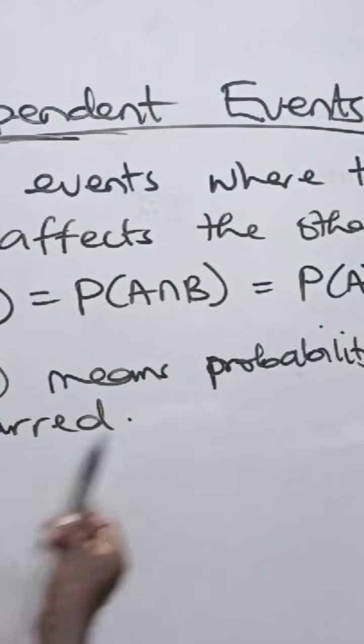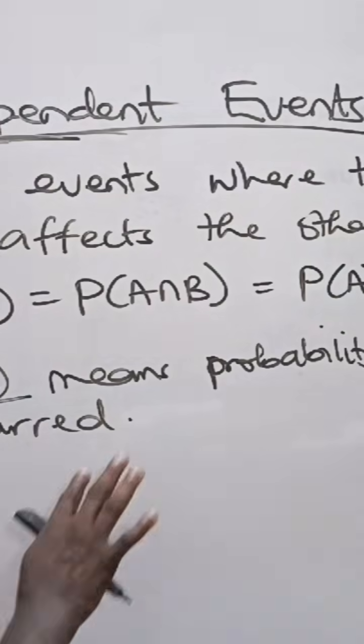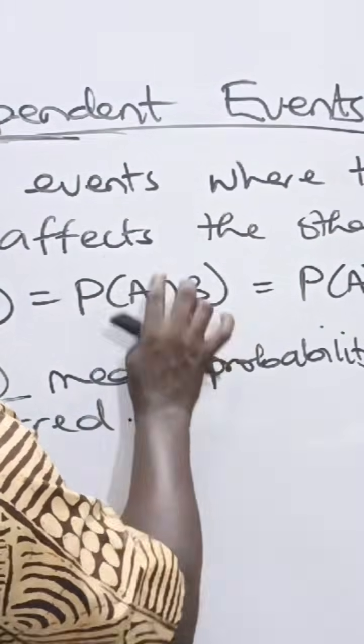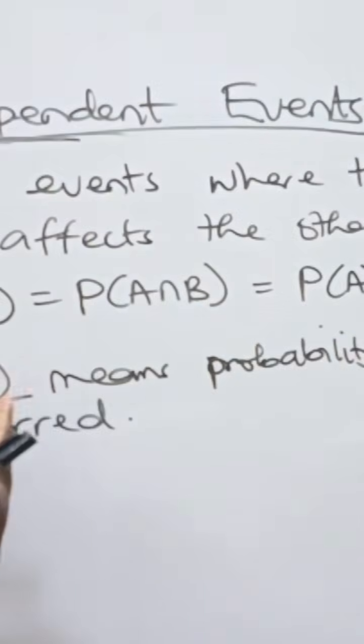That's the condition. That is where the probability P(B|A) simply means the probability of B given that A has occurred. So under dependent events, the two events affect one another. But in the case of independent events, they are events that cannot happen together. And by implication, the probability of A intersection B under independent events will be the probability of A times the probability of B, because they don't have any connection.